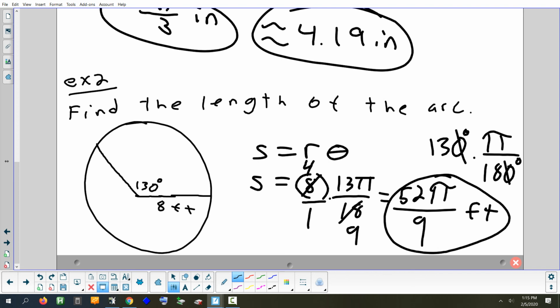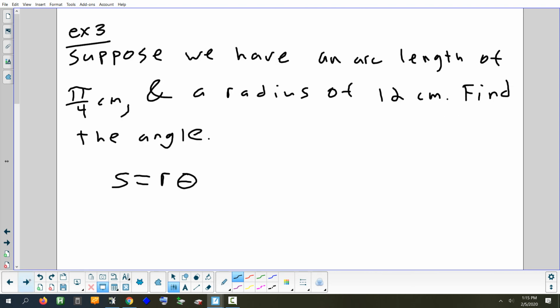Okay, so both of those were finding arcs. The second one was a little bit harder because you had to change degrees to radians first. Let's look at this one. Just read through it. And then what letter are they asking me to find this time? They're asking me to find theta, which means they must have given me the S and the R.